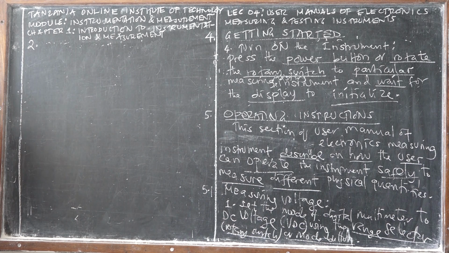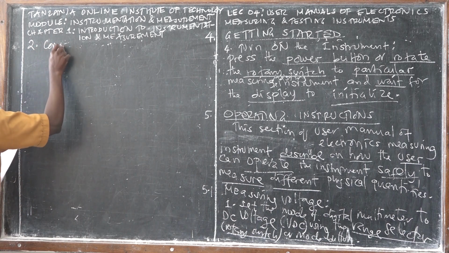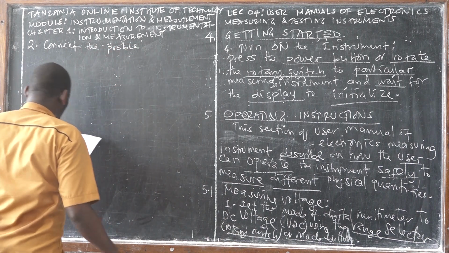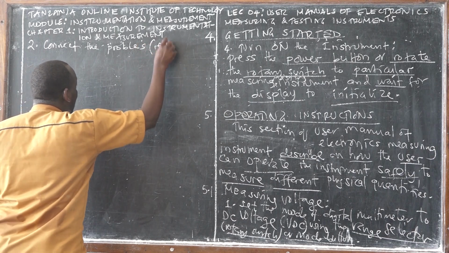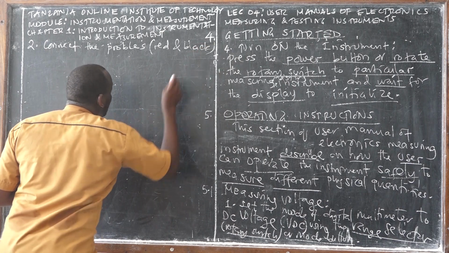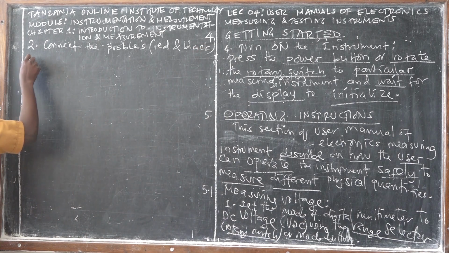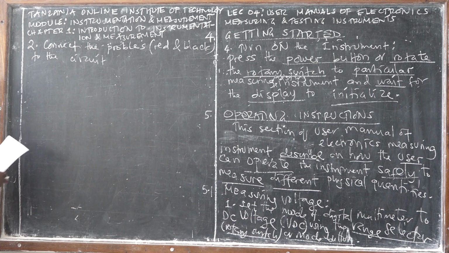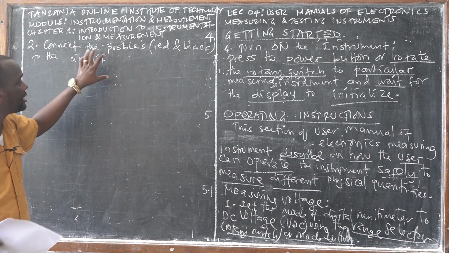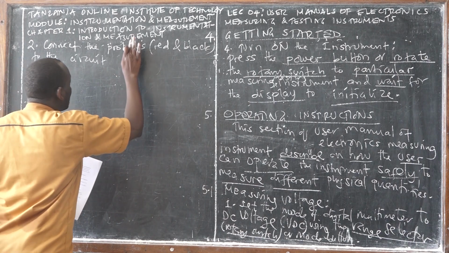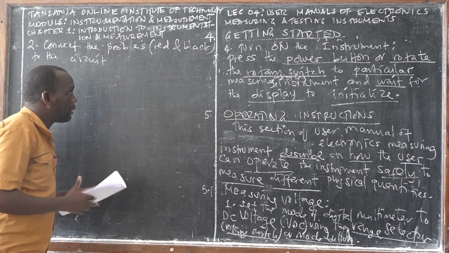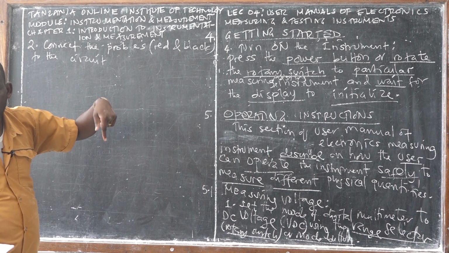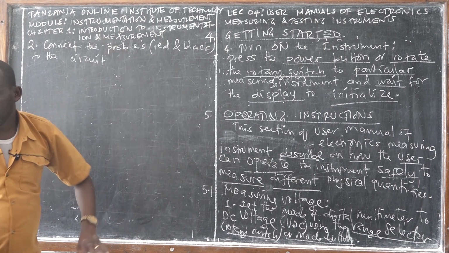The second set of instruction: connect the probes. When you say probes, it means red and black probes to the circuit. Remember that in previous steps, we have already connected the probes. In previous steps, I've already taught you how we connect the probes into the measuring instrument. So now we have to take the probes and connect them to the circuit.